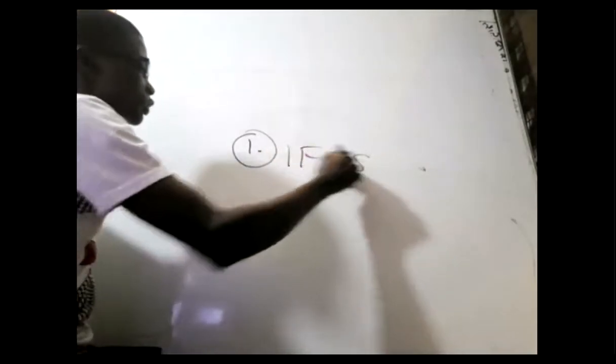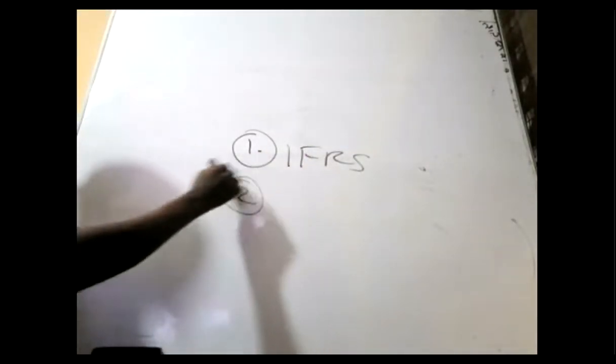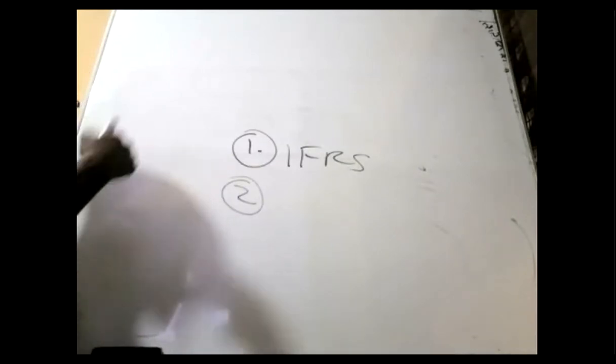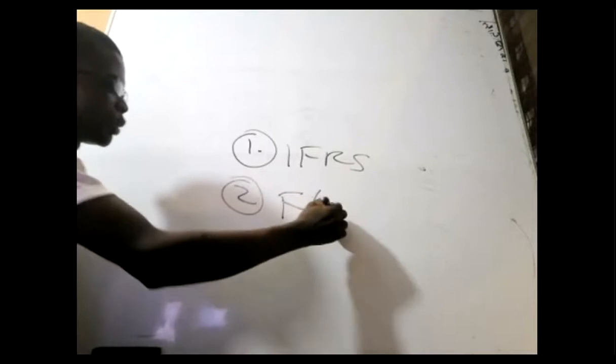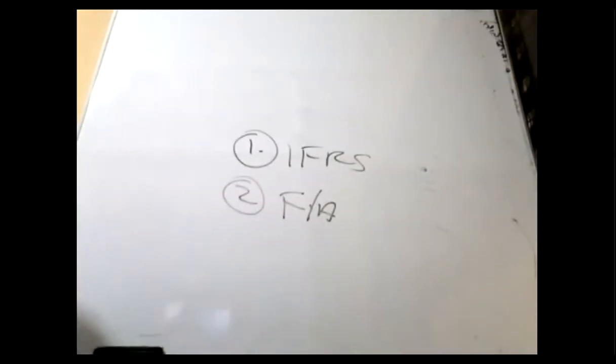We are going to look at the IFRSs in two different folds. Number one, on its own, the theory. So the IFRS on its own. Number two, how we are going to incorporate it in the final accounts, the preparation of the financial statements.